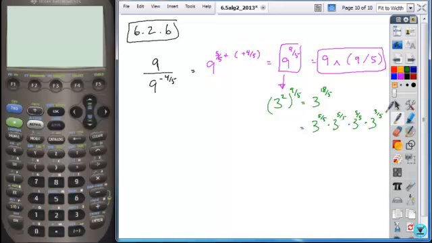Okay. And so when you look to simplify that, you wind up removing these 3. So 3 times 3 times 3. And then you have this 3 to the 3/5 left.